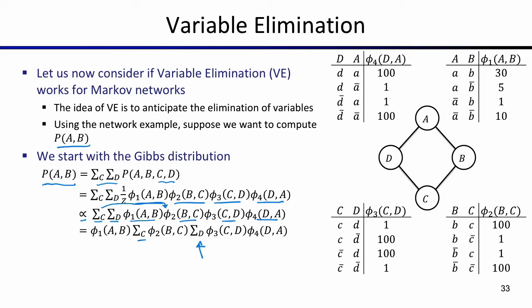So our equation in the end is phi 1 AB times the summation over C of phi 2 BC, the summation over D of phi 3 CD times phi 4 DA. All right, so now we're going to start doing the multiplications. So we're going to join these two factors here in a single factor, and we're going to eliminate the variable D. Let's see how it goes in the next slide.